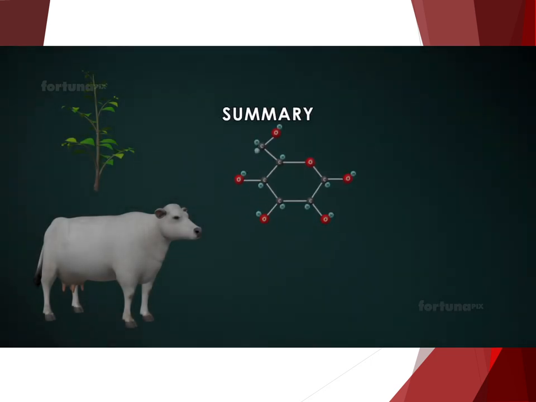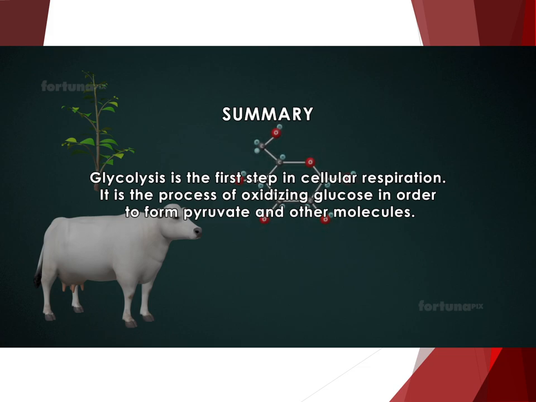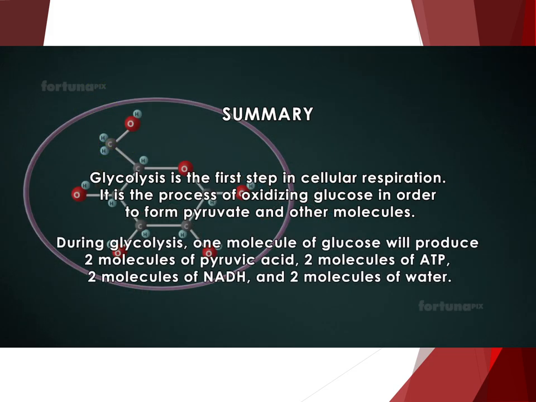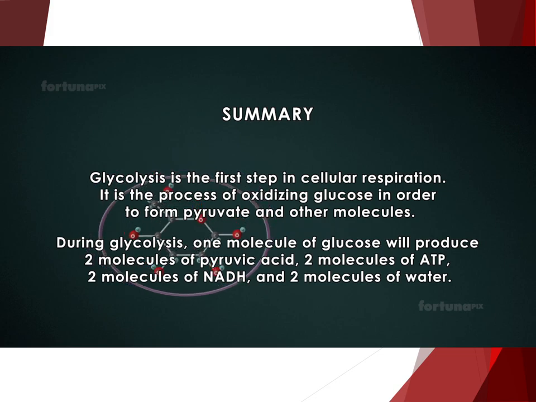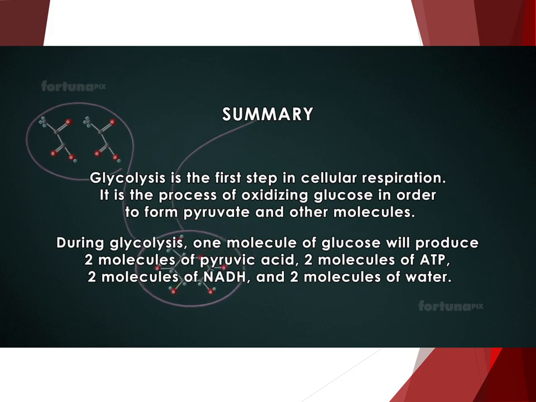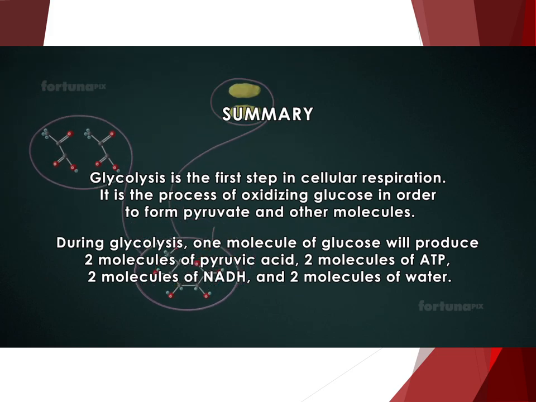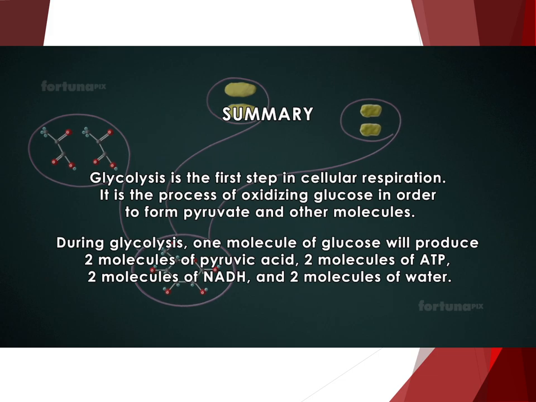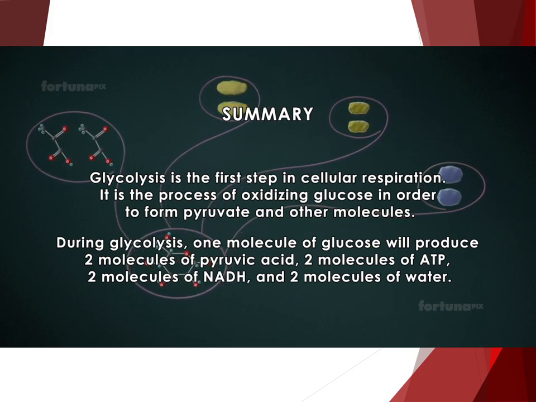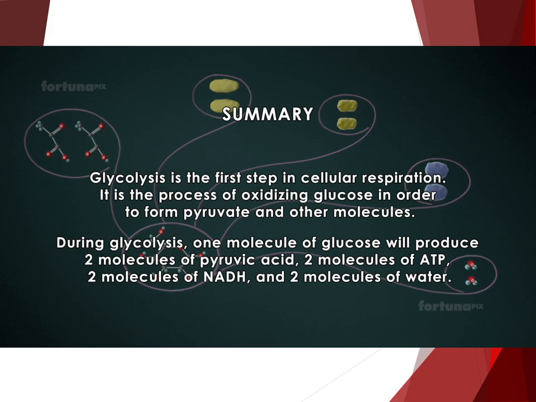Summary: glycolysis is the first step in cellular respiration. It is the process of oxidizing glucose in order to form pyruvate and other molecules. During glycolysis, 1 molecule of glucose will produce 2 molecules of pyruvic acid, 2 molecules of ATP, 2 molecules of NADH, and 2 molecules of water.